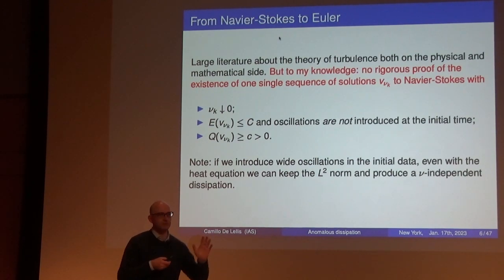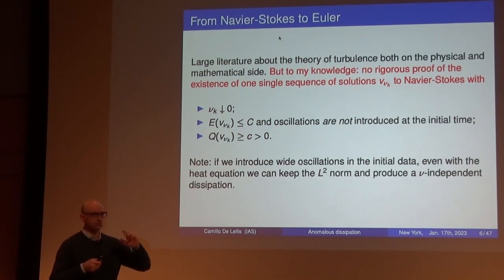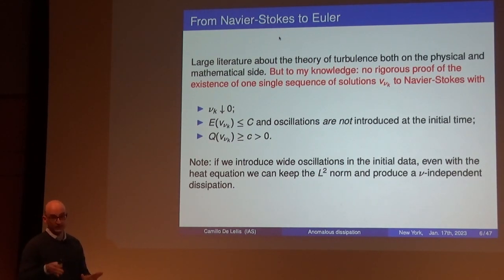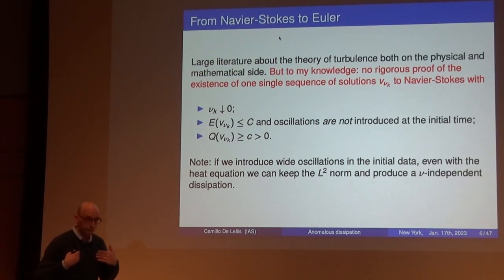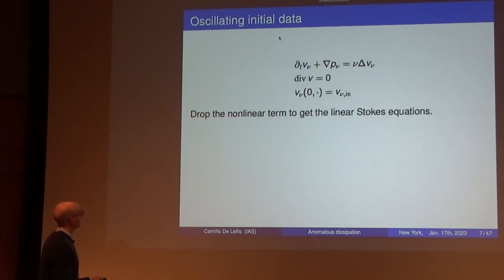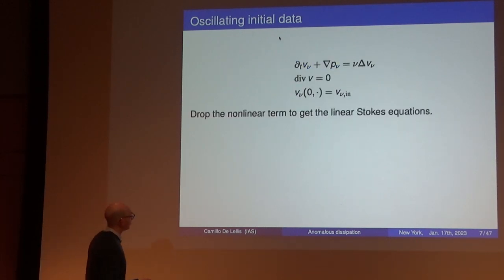So now I could do something kind of fake in this. I could actually introduce a lot of oscillation in my initial data and force a scenario like this, which is not what the theory of turbulence is telling you. So this should happen without you forcing the initial data with a lot of oscillations. So what I mean by this is the following. Let us take just the Navier-Stokes equations, and let us drop the blue term. So now it becomes the linear Stokes equation.